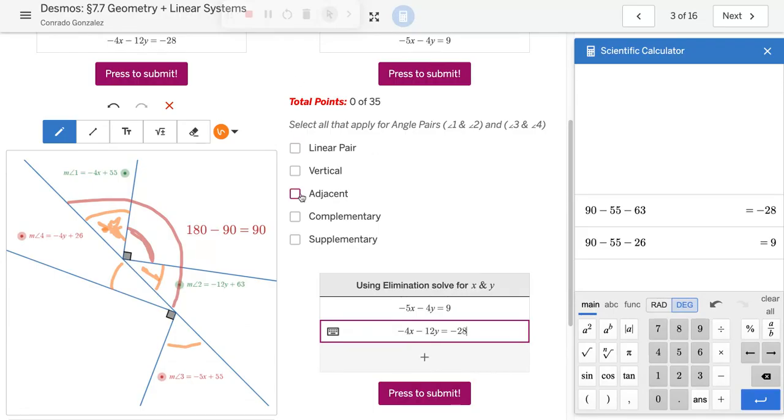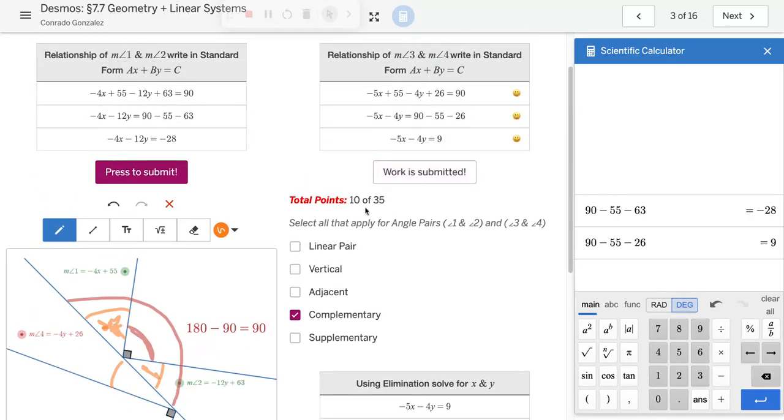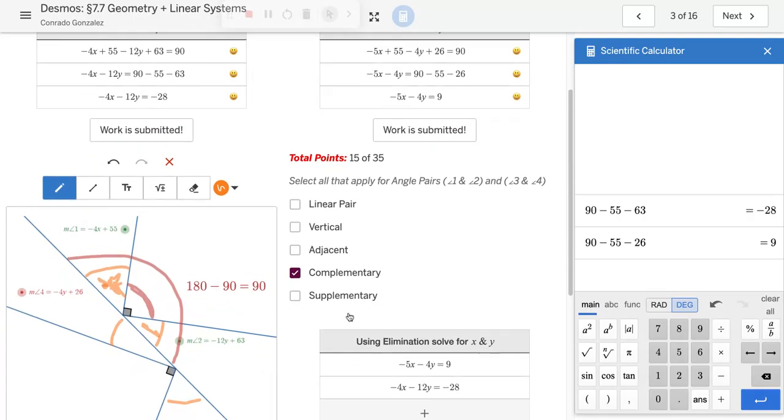Now, these angles were complementary angles because they add to 90, right? But they're not vertical. They're not adjacent. They're not right next to each other. They don't share a ray. So they're complementary but not adjacent. They're not vertical. They're not a linear pair. Don't forget that you have to submit the work, otherwise you don't get the 5 points. So submit, multiple choice, all total about 15 points, right?